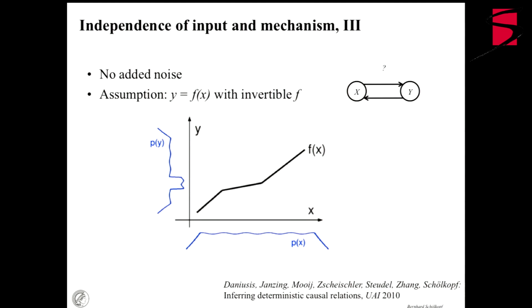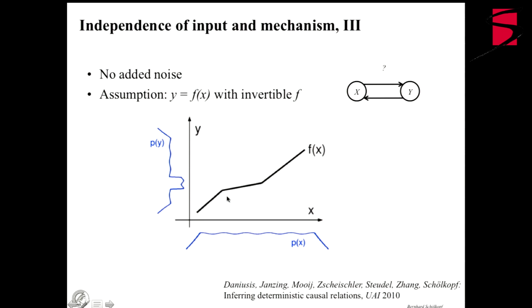In the zero case, there's no added noise, no additional noise. The simplest possible case, let's assume we have some input distribution. We have a mechanism, so no noise means it's just a deterministic function. This function turns the input distribution into an output distribution.